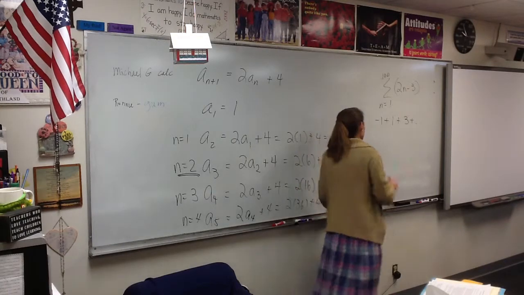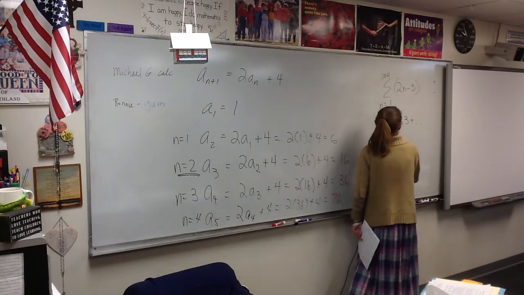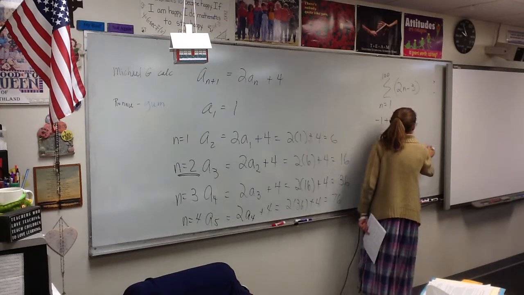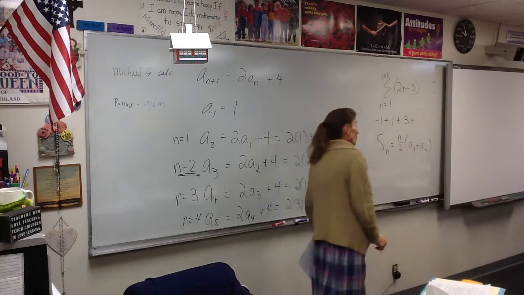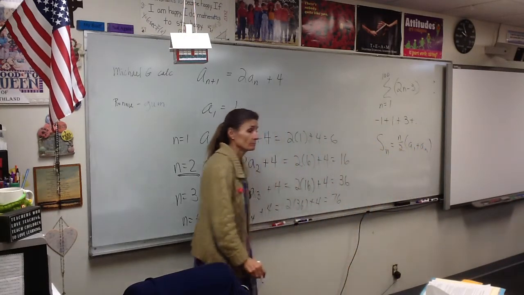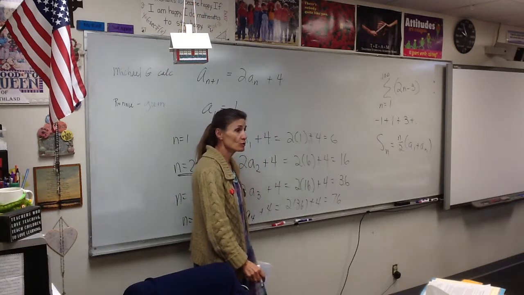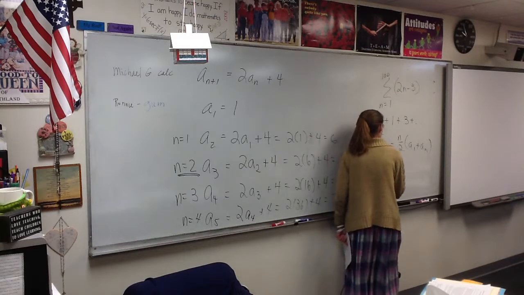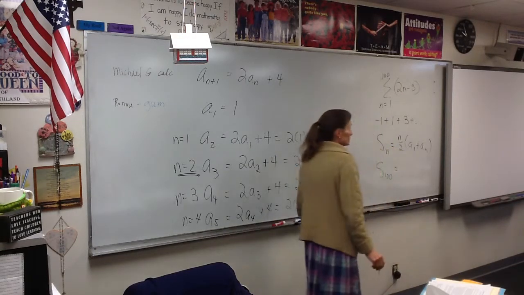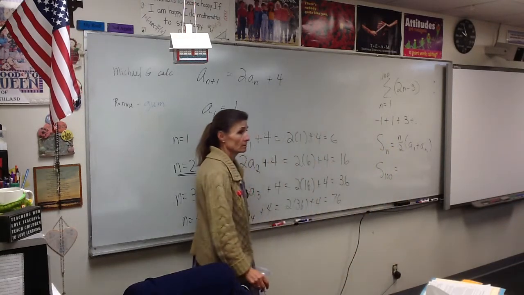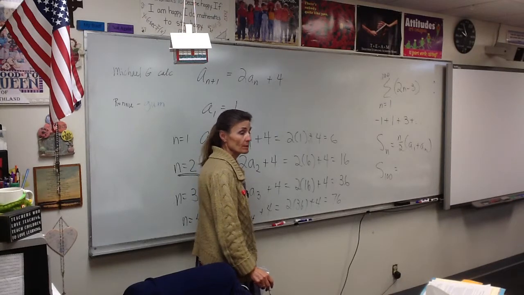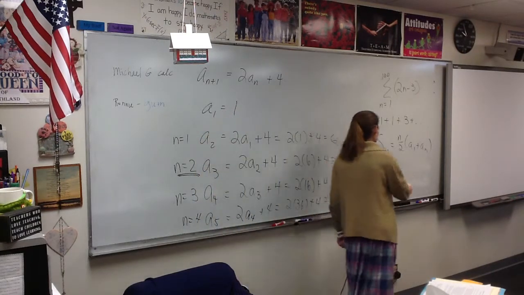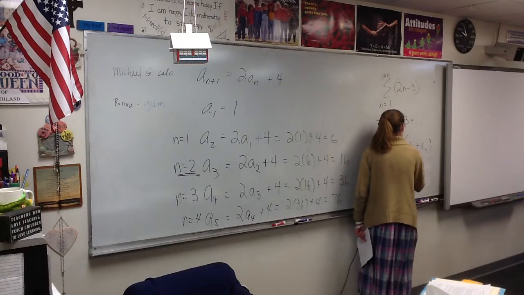And we want to add them up. So the formula for that is this. What's n? 100. I'm adding up 100 terms. N is the number of terms you're adding up. I'm adding up 100 of them. So the formula says that's 100 over 2.